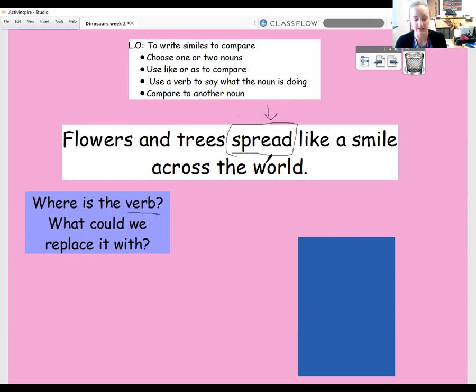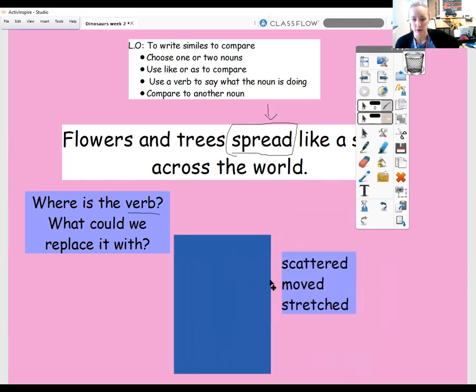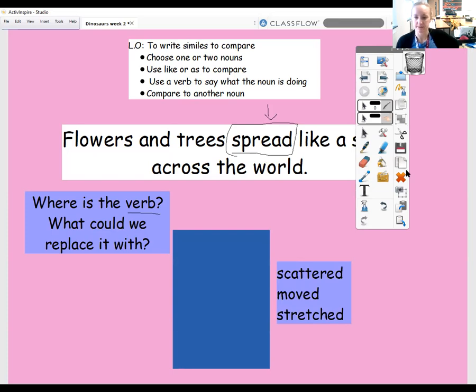What else could we replace this verb with? So another verb, a different verb. What about stretched? We could say flowers and trees stretched like a smile across the world. Oh, I like that. What other verbs could we have? Could we have scattered? So flowers and trees scattered like a smile across the world. Well done. If you've thought of another one at home, I've got a list here to share with you. So I've got scattered, moved, stretched, okay?